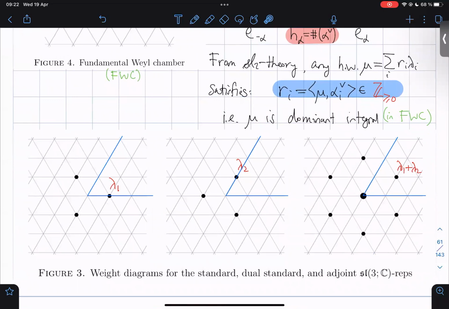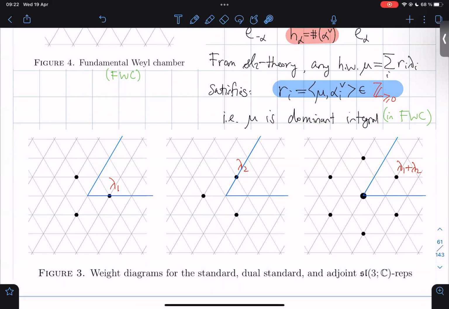Okay, so here are the weight diagrams that we saw yesterday for the standard, dual standard, and adjoint reps. Okay, and I've gone ahead and drawn the walls of the fundamental Weyl chamber here. Okay, in each one. So you can see that the highest weight is in this fundamental Weyl chamber.